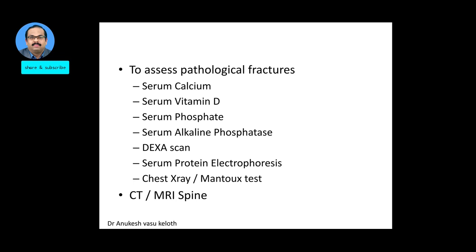Now, in the case of those presenting with features of pathological fracture, to rule out the underlying cause: serum calcium, serum vitamin D, serum phosphate, serum alkaline phosphatase, DEXA scan, serum protein electrophoresis, chest X-ray, Mantoux test. These will rule out vitamin D deficiency, osteoporosis, multiple myeloma, osteomyelitis due to tuberculosis, maybe due to an underlying pulmonary tuberculosis, and metastasis, ruling out a primary in the lung. All of this can be ruled out by these baseline investigations. Similarly, for further evaluation of a fractured vertebra, a CT or MRI of the spine also may be required to assess. So these are some of the investigations that can be done in general for a fracture.